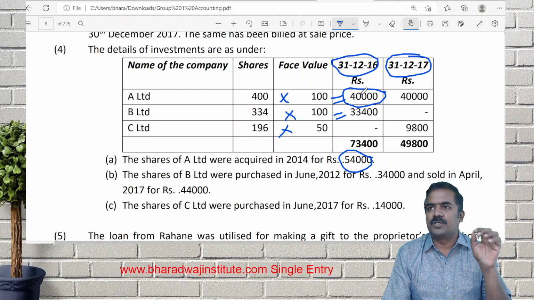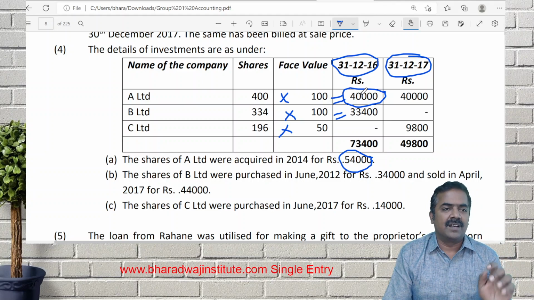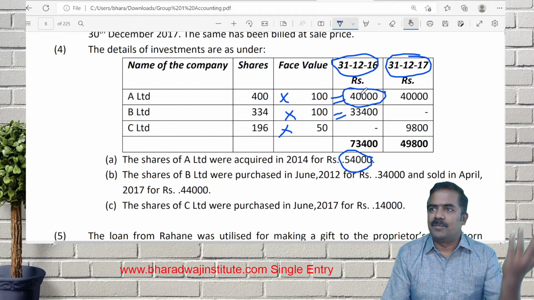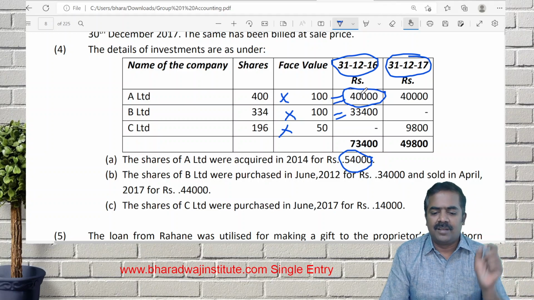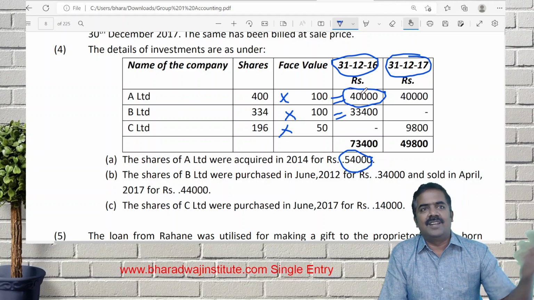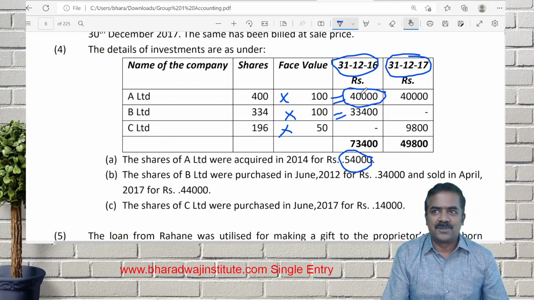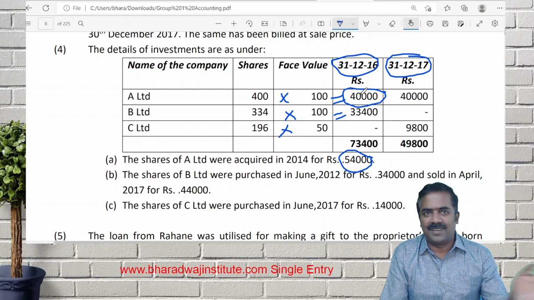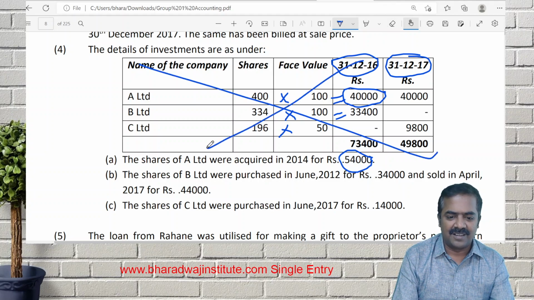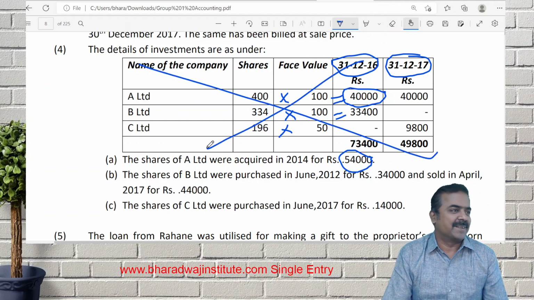For example, if the face value of a share is 10 rupees, should its market value be 10 rupees? It can be any amount. For example, Reliance share price, you take face value is 10 rupees, market value is 2000 rupees. You take MRF, face value is 10 rupees, market value is 75,000 rupees per share. So face value should be equal to market value? No. So face value is given just to confuse you. The entire statement is given just to confuse you. That should not be considered.